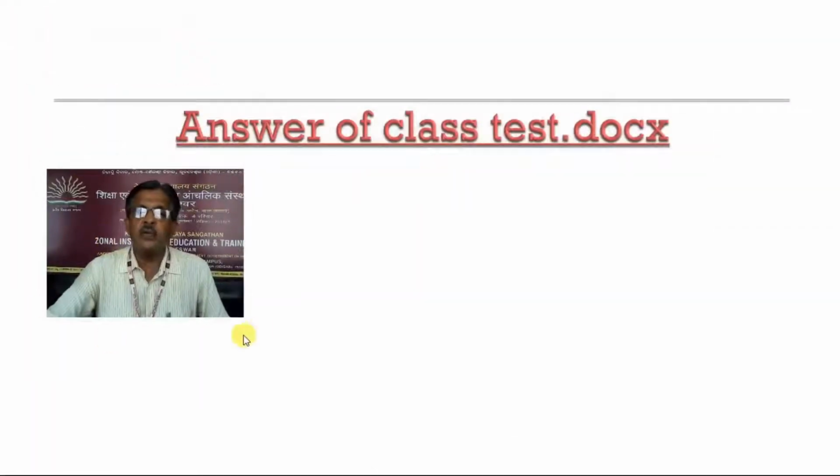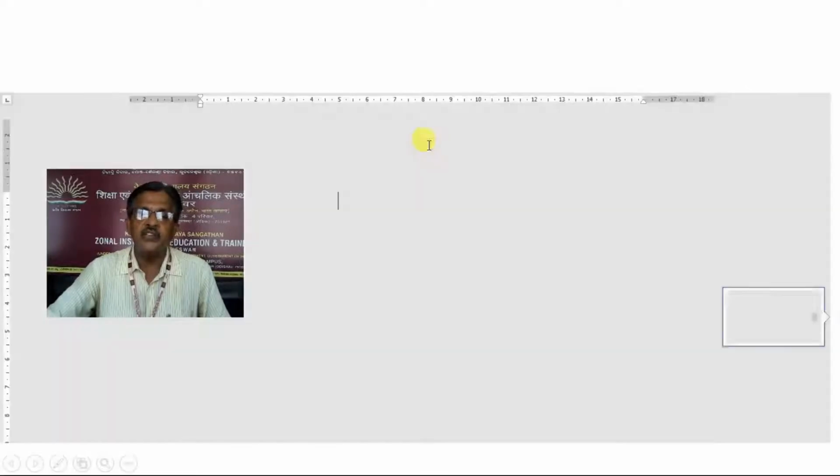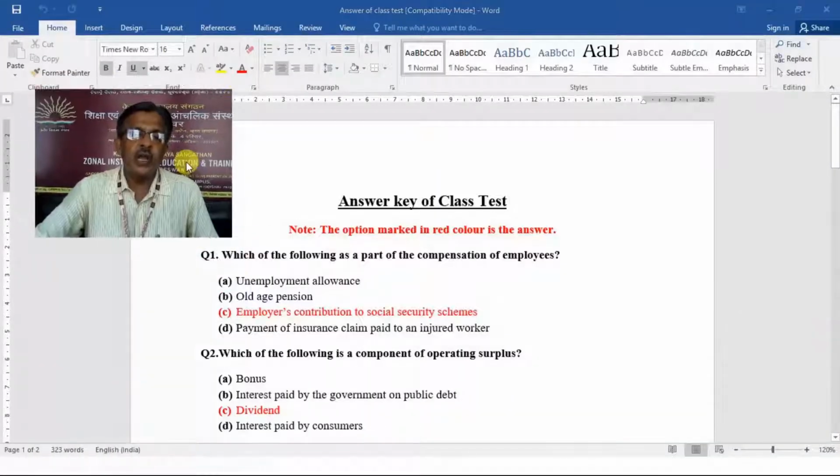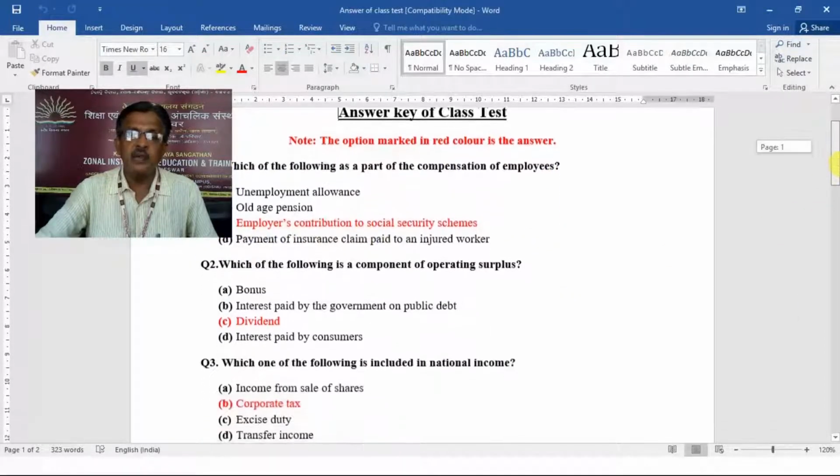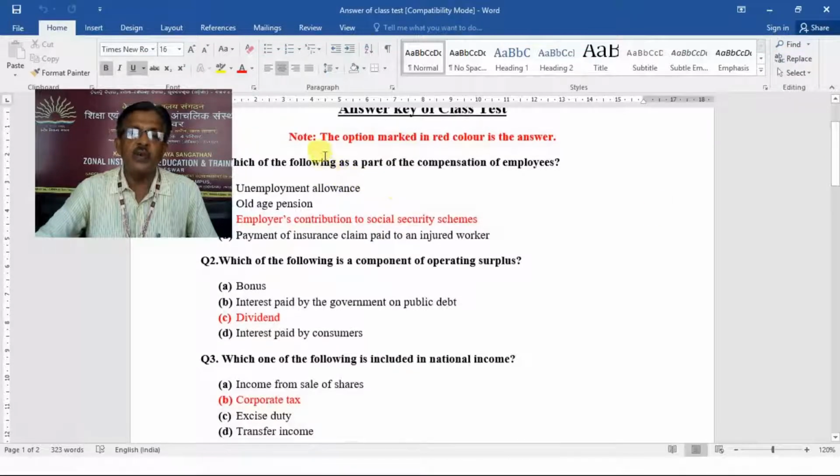The answer of this class test, you see the answer and check your answer with these answers. So you see, which of the following is a part of the compensation of employees? So employers' contribution to social security scheme is a part of the compensation of employees. That is why I have written over here the option marked in red color is the answer.